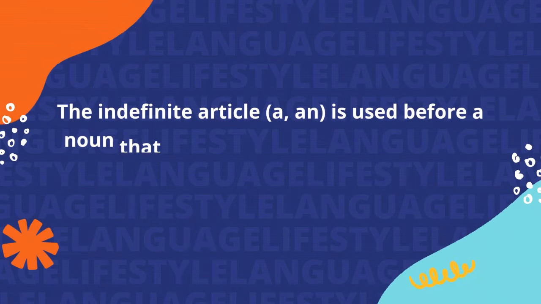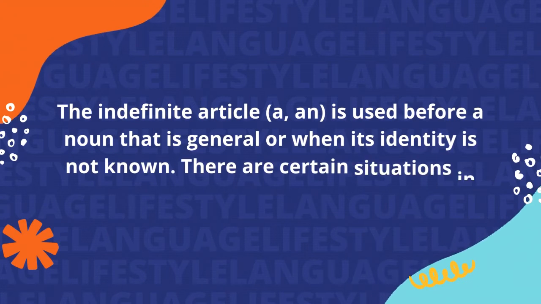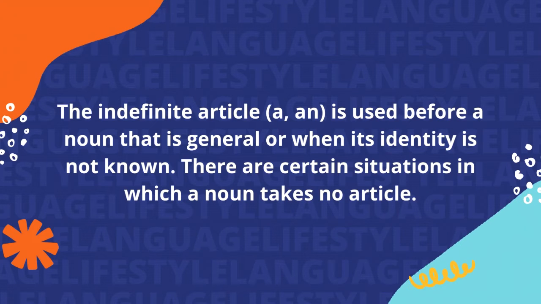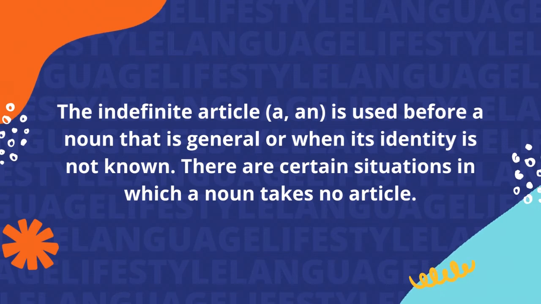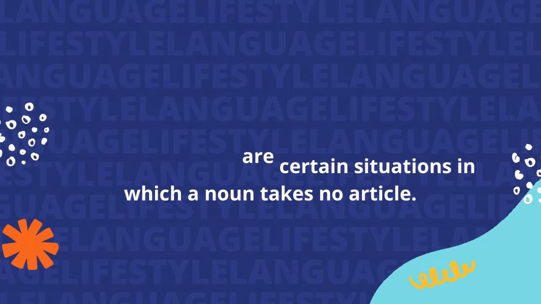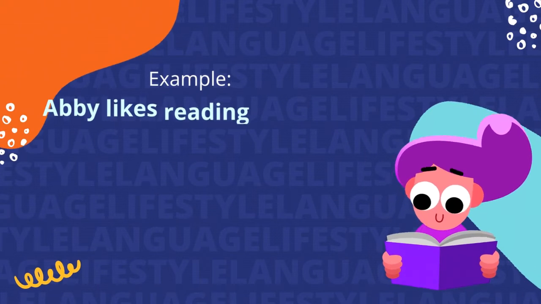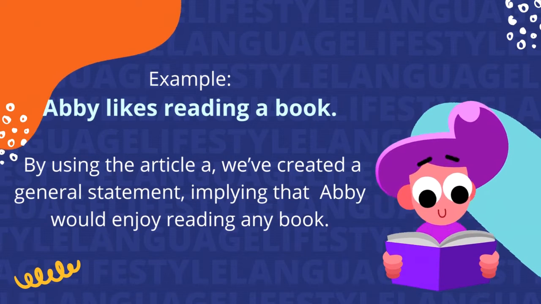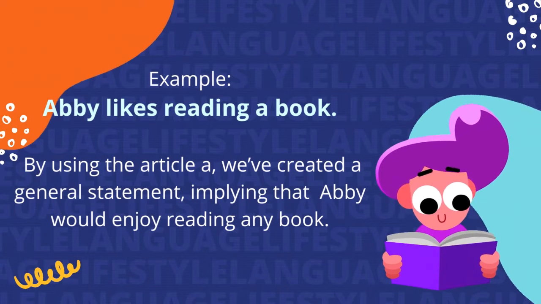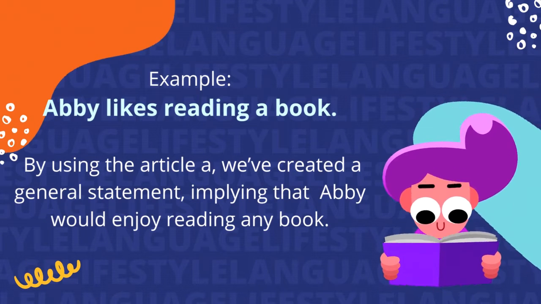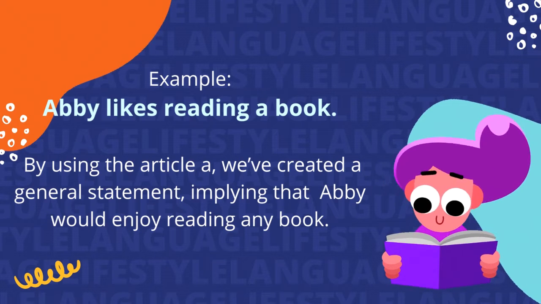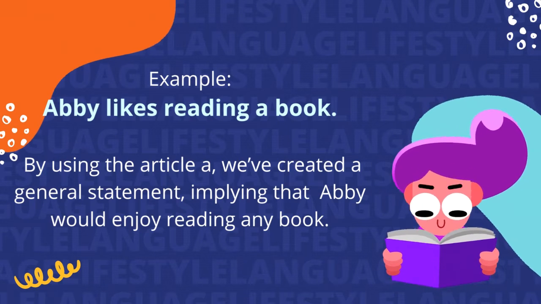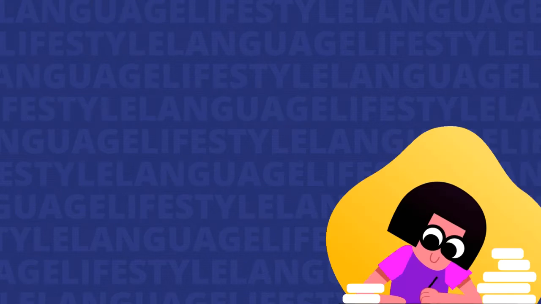The indefinite articles a and an are used before a noun that is general or when its identity is not known. There are certain situations in which a noun takes no article. Here's an example of an indefinite article used in a sentence. Abby likes reading a book. By using the article a, we've created a general statement implying that Abby would enjoy reading any book.